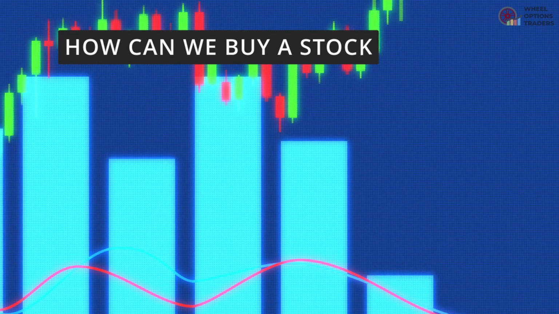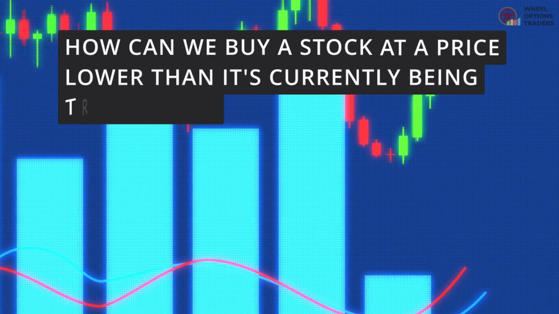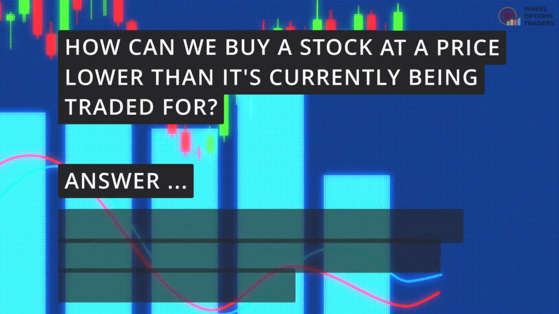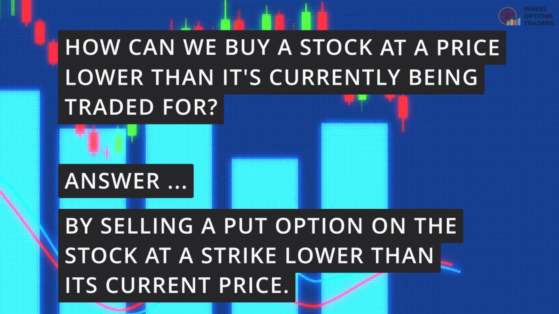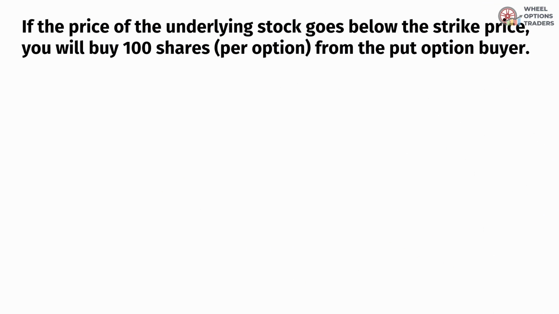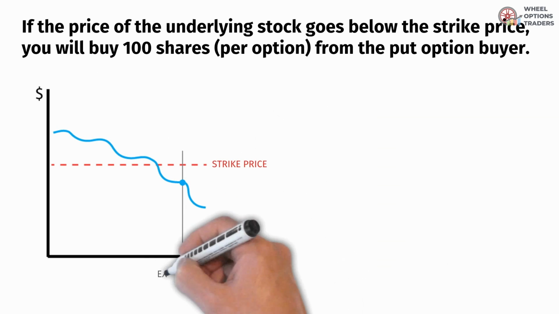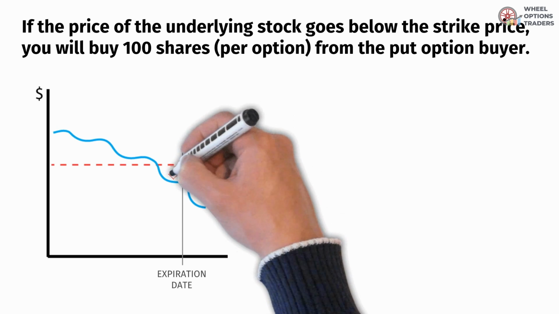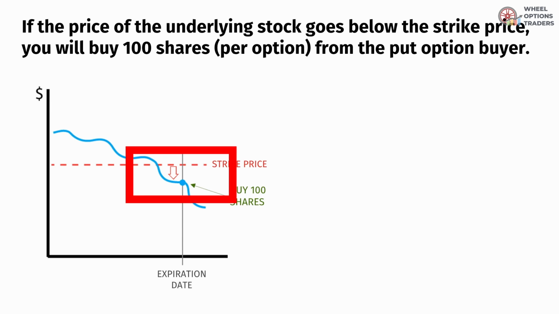How can we buy a stock that is openly trading on the stock market at a price lower than it is currently being traded for? Well, we can do that by selling a put contract on the underlying stock at a strike price lower than its current price. If the underlying stock price falls below our strike price, we must buy 100 shares of that stock, which we buy at the strike price we set when we sold the put option contract. Therefore, we are buying the stock for a price lower than it was at the time of our trade, hence the discounted price. Hopefully this all makes some sort of sense, but don't worry if you're getting a bit confused.